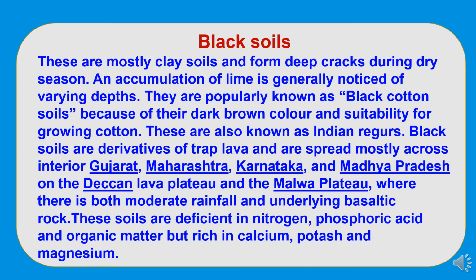Black soils are derivatives of trap lava and are spread mostly across interior Gujarat, Maharashtra, Karnataka and Madhya Pradesh on the Deccan lava plateau and the Malwa plateau, where there is both moderate rainfall and underlying basaltic rock. These soils are deficient in nitrogen, phosphoric acid and organic matter, but they are rich in calcium, potash and magnesium.